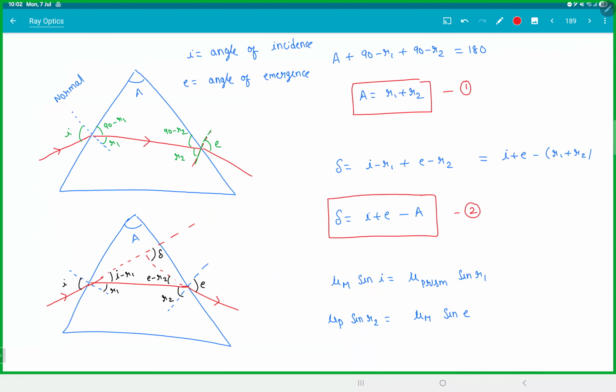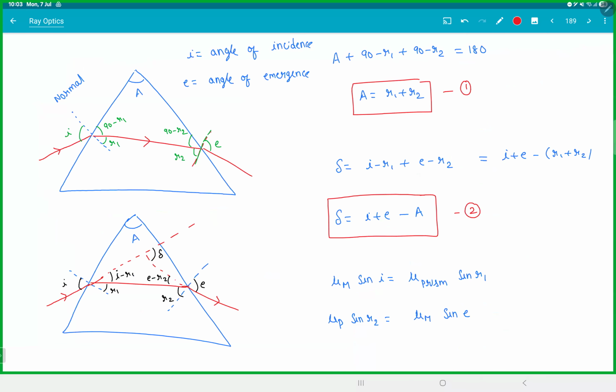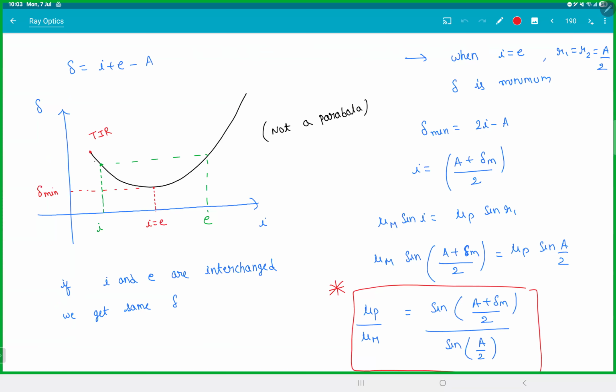First thing is the definition of angle of prism. You can't take any angle as A. A depends on which surface you're incident on, which way you are refracting. A is equal to R1 plus R2. Delta is I plus E minus A. Then the graph and this. Have a look at this page. Clear with the derivation?